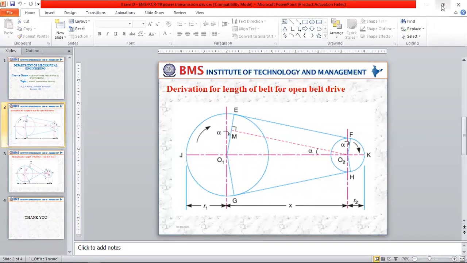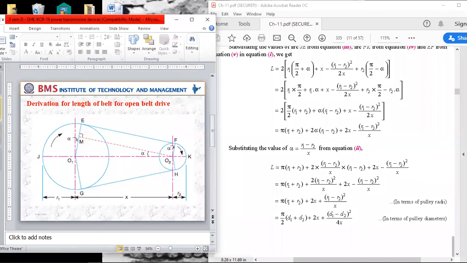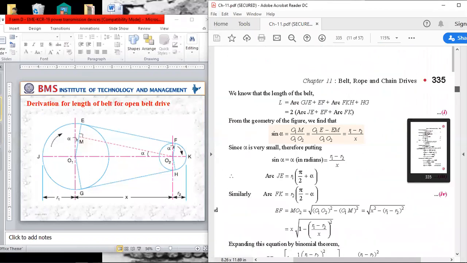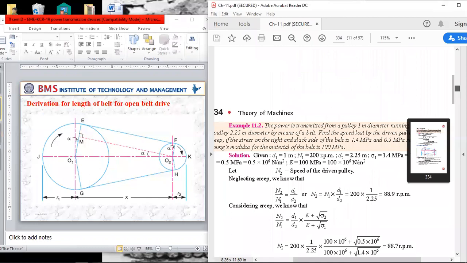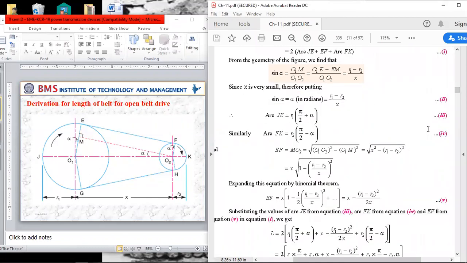So here, finally, there is one equation you need to know. What is that? You are going to find out the length. This is the equation which you need to know: 2 times arc JE plus EF plus arc FK. So this is the length of the belt that you actually need to find out.